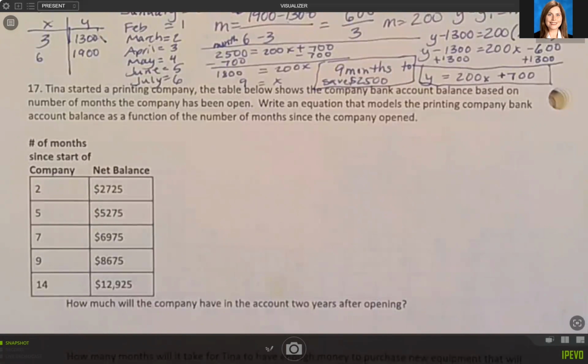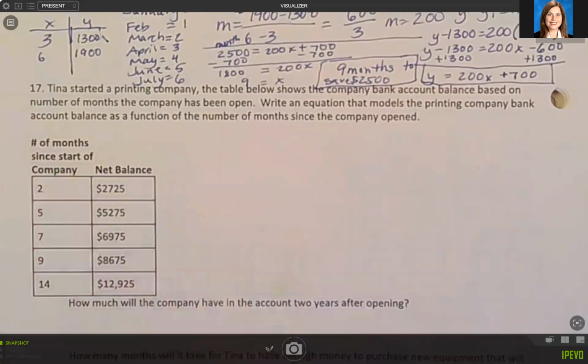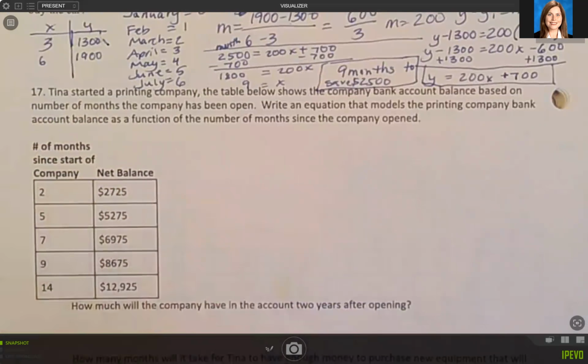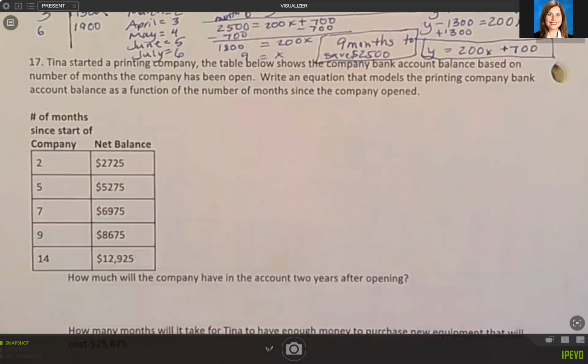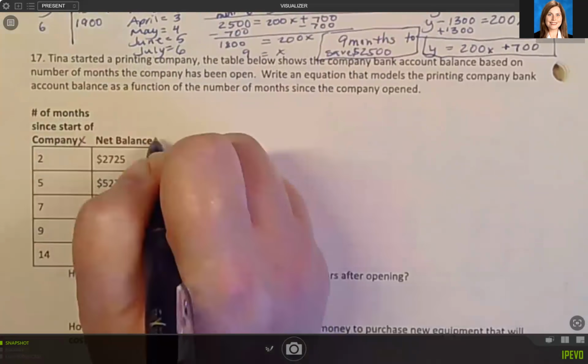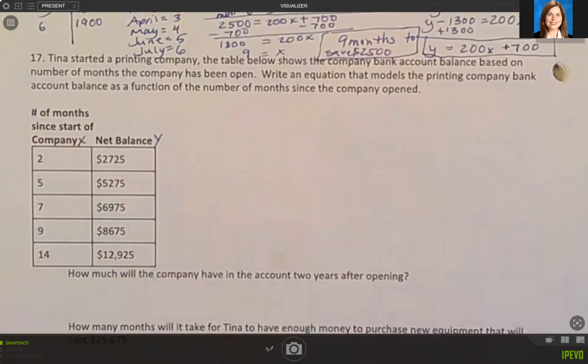The number of months since the company opened was given to us in a nice organized table, and the net balance is given in the table as well. So we'll call these X and Y. Then we're asked to find out how much the company will have in the account 2 years after opening, and how many months it will take for Tina to have enough money to purchase new equipment for the business that will cost $25,675. Great business modeling question.